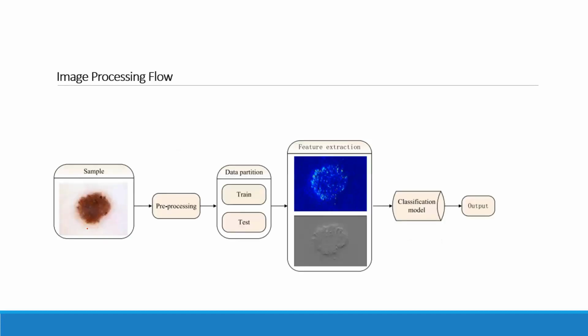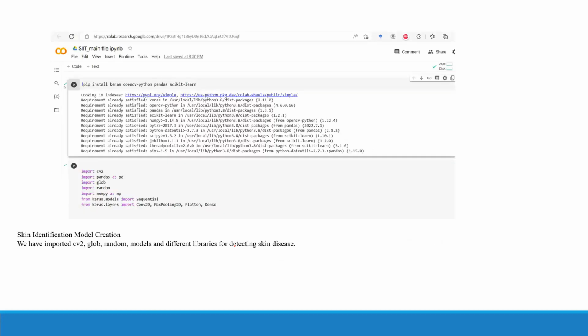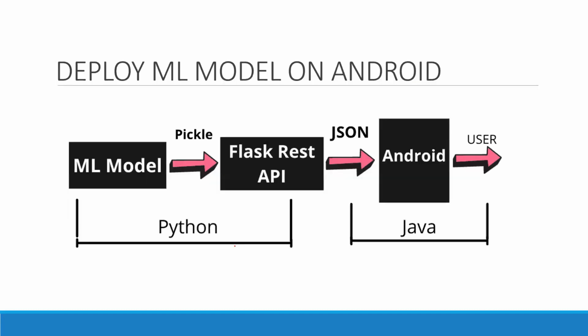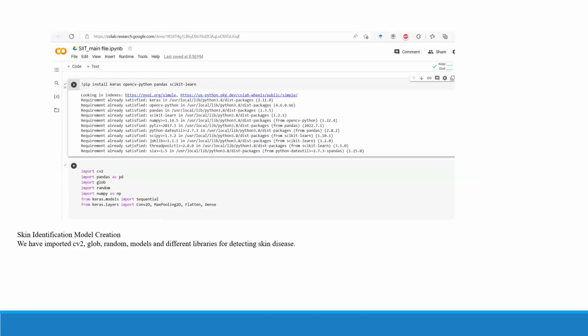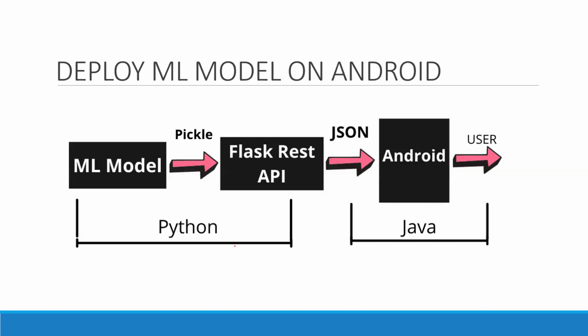This is a simple flow: the sample, pre-processing, training and test, and at last feature extraction. The outcome will be the prediction. Simple model I have created, where I have used the Keras TensorFlow libraries, and after using these libraries, I imported it and thereafter deployed it using this model.